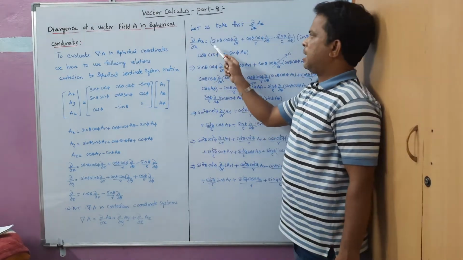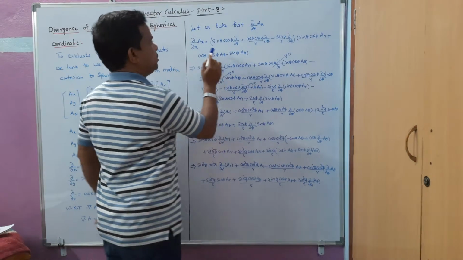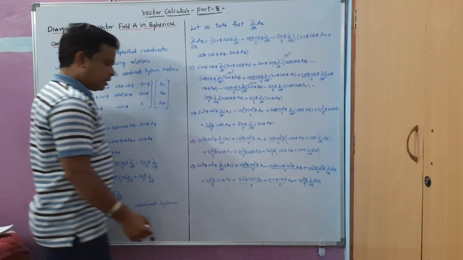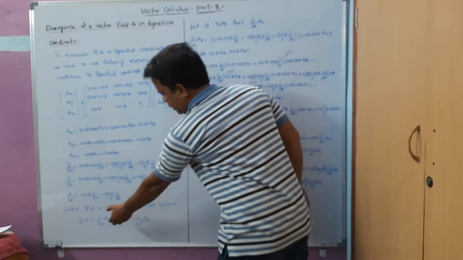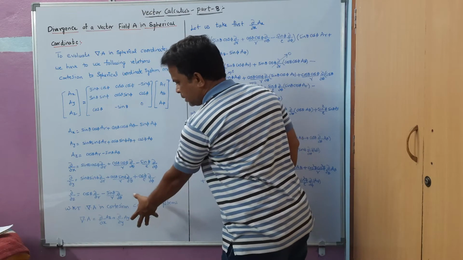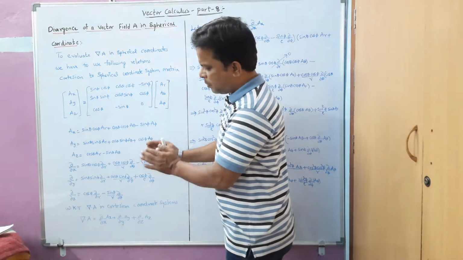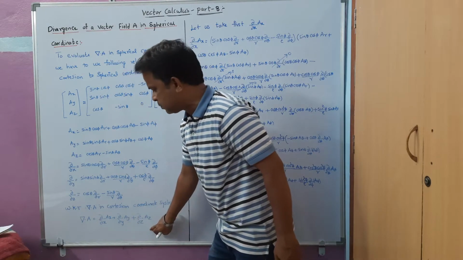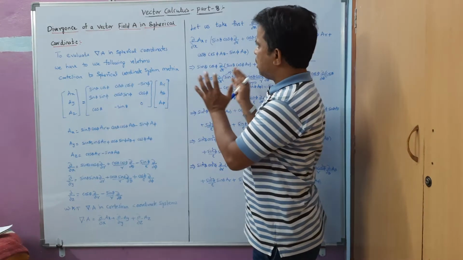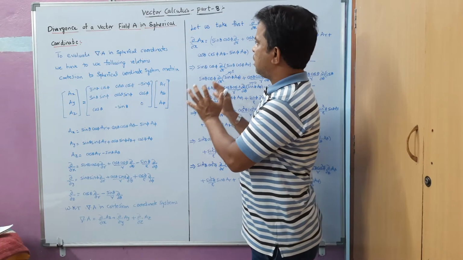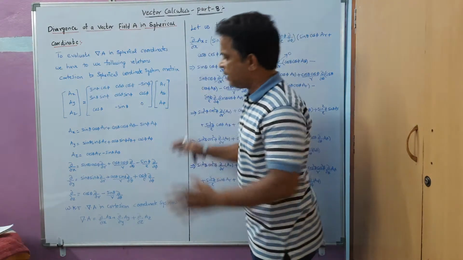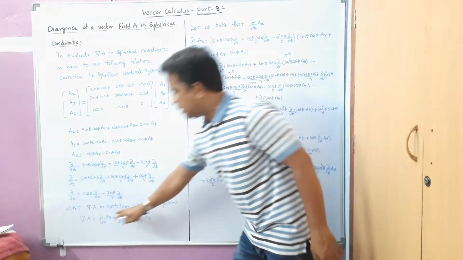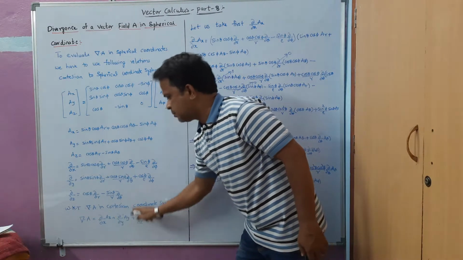So I have written it in this form here. Dou by dou x of Ax I am going to take separately, because if I write the entire formula and keep everything together, it will be clumsy. So I have taken it part-wise. First I take this part, after that this part, and after that this part. After deriving all three parts, we will add them and see what we get from dou by dou x of Ax, dou by dou y of Ay, and dou by dou z of Az.